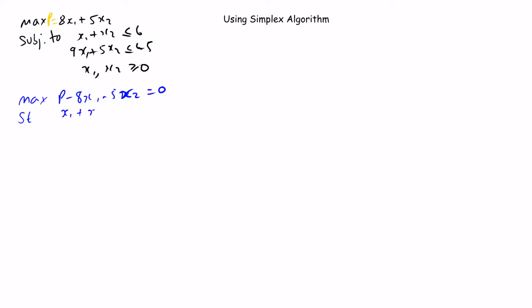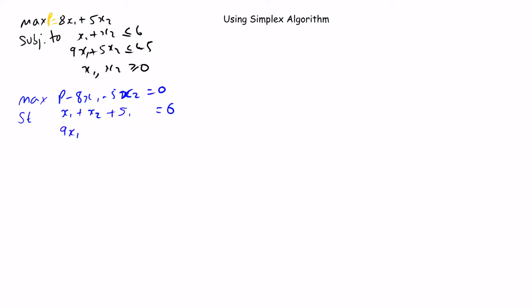x1 plus x2, and then we want our constraints to be all equalities. So to do this, we're going to add in slack variables. So our first slack variable is going to be called s1, and because we've added this in, we can now say that it is equal to 6. And we will choose s1 such that x1 plus x2 plus s1 is equal to 6.